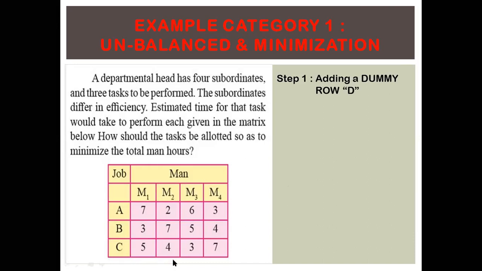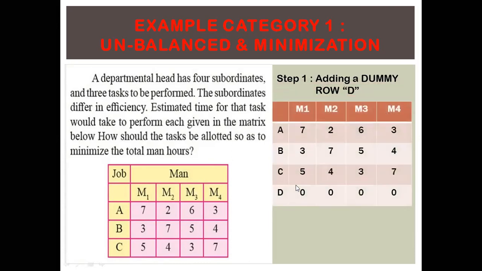In this case, we are short of the 4th row. So I am adding a dummy row D. In the same way, if there was no M4 in the sum, you could have added a dummy column. So the matrix will be formed like this. The dummy row has all the numbers to be 0. Checking the second basic thing.